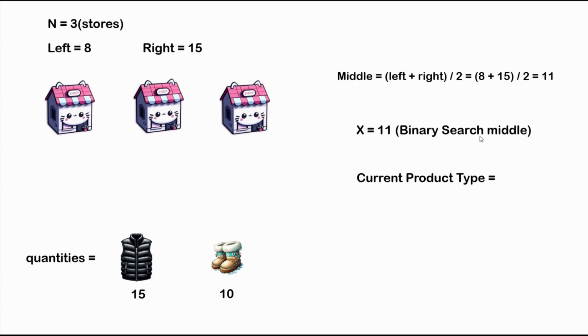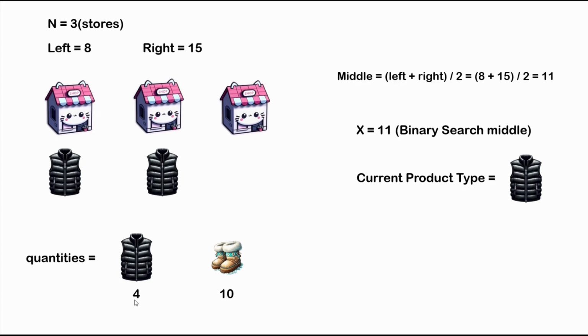Starting with the first product type, store 1 gets 11 products of the first type. Remaining quantity of type 1 is 15 subtract 11 equals 4. Store 2 gets the remaining 4 products of the first type. Remaining quantity of type 1 is 0. Move to the second product type. Store 3 gets 10 products of the second type. Remaining quantity of type 2 is 0.